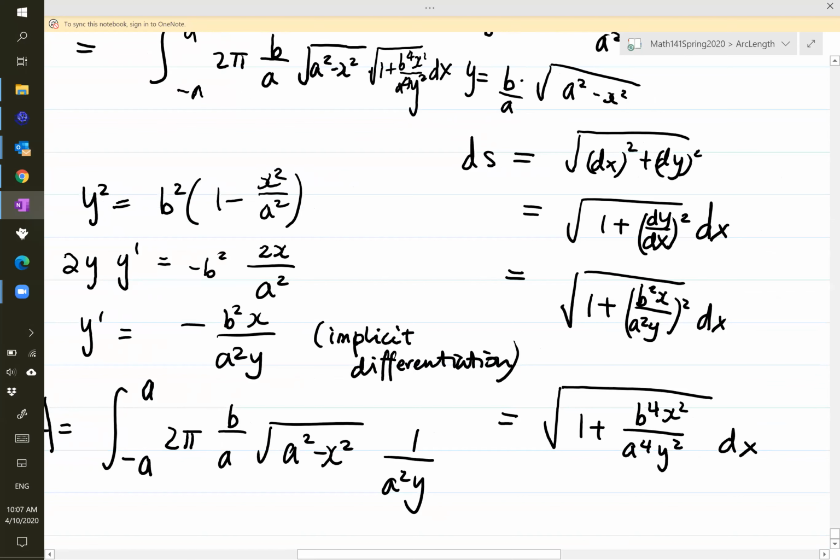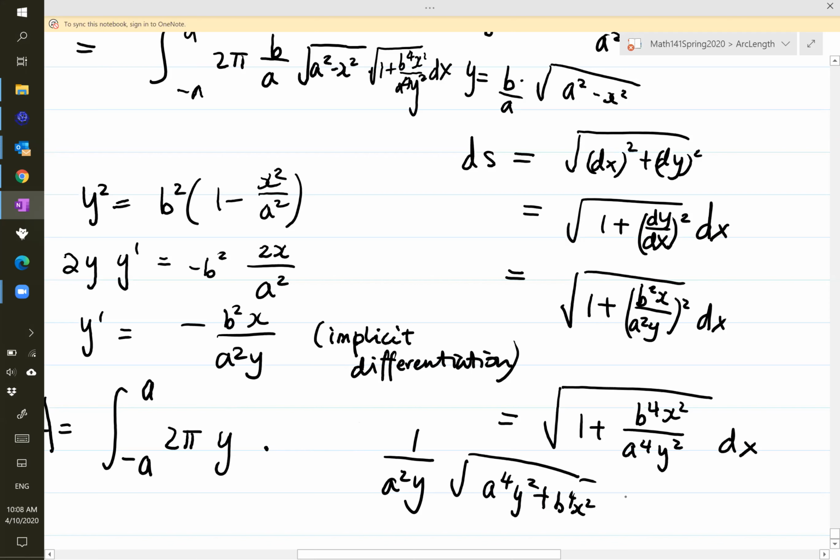Did I miss something? Yeah, it's easier. It's just a little ugly to do it this way. Sorry, this is simply just y. Let's do it in this form, otherwise it confuses yourself. So this is 2 pi y, and this will be a power 4 y squared plus b power 4 x squared dx.